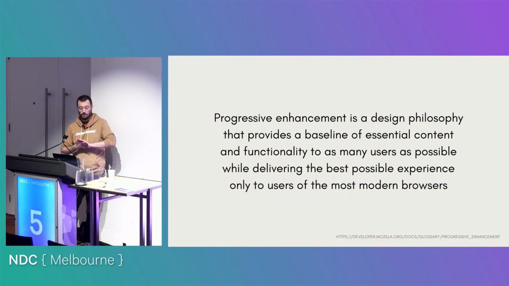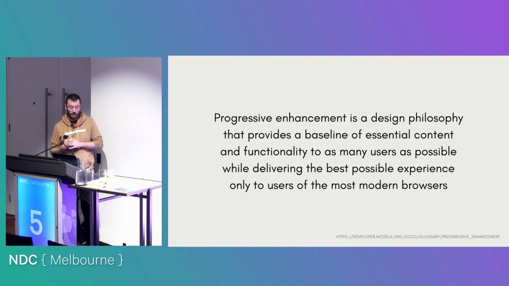As a definition, Mozilla, I think, pretty much nailed it. They write on their website, progressive enhancement is a design philosophy that provides a baseline of essential content and functionality to as many users as possible, while delivering the best possible experience only to the users of the most modern browsers. And I think there's a few very key points here. For one, progressive enhancement is a design philosophy. So it's an active choice that we're making, of actually thinking about it as we're building our products. It's providing the baseline of essential content to as many users as possible.